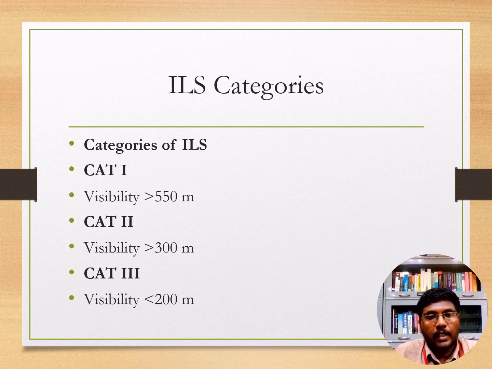In the instrument landing system, they are classified into three different categories. They are category 1, 2, and 3. In category 1, they have a visibility range of more than 550 meters. Compared to category 1, category 2 has a visibility range up to 300 meters. Compared to category 1 and 2, category 3 has a visibility range of lesser than 200 meters.